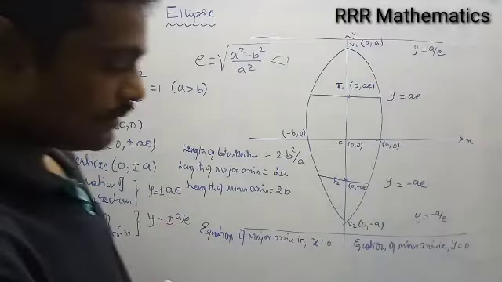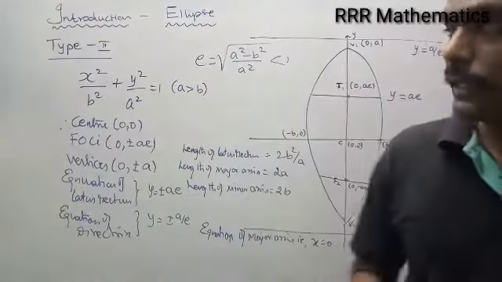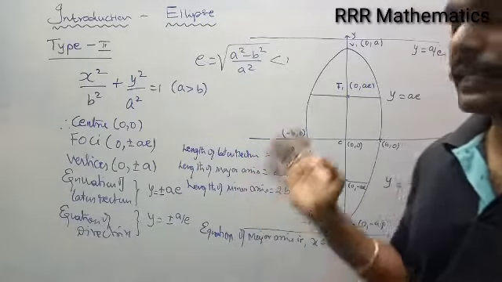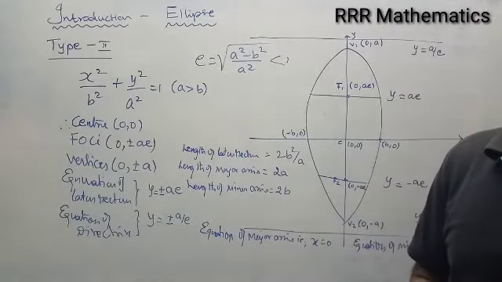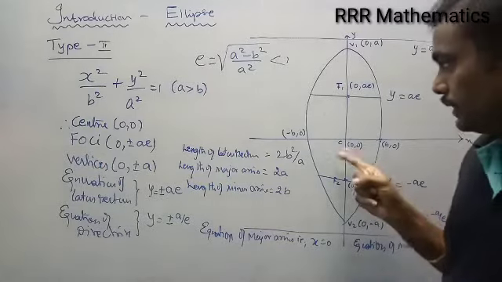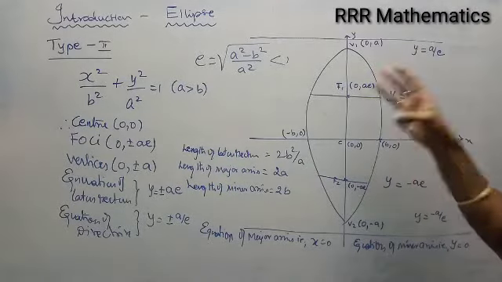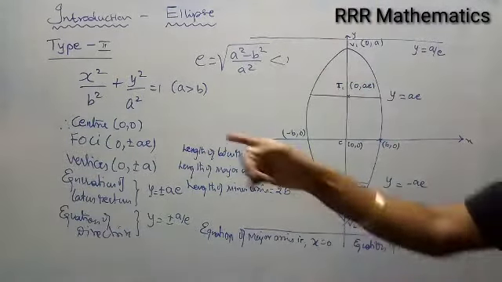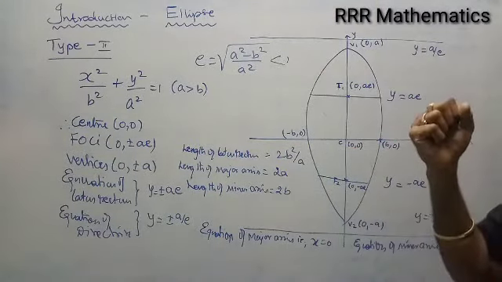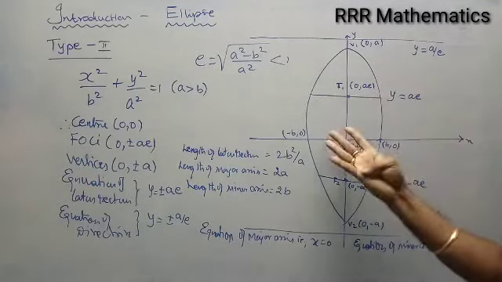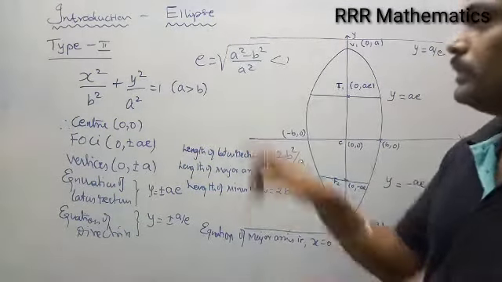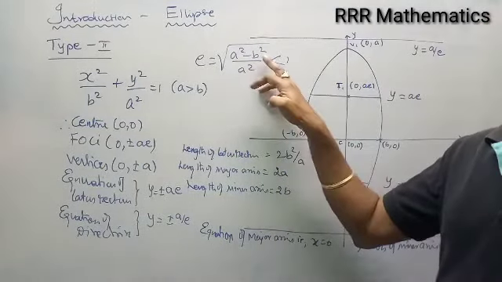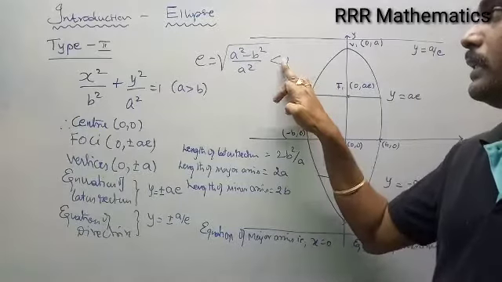This is the introduction for an ellipse. Here we have only two types. One is major axis along x axis, another one is major axis along y axis. Here totally we are going to discuss 10 points: center, foci, vertex, latus rectum, directrix, equation of major axis, equation of minor axis, and length of major axis, length of minor axis, and length of latus rectum. Basically, you should know the value of E, which can be calculated as square root of A square minus B square by A square, which is less than 1.